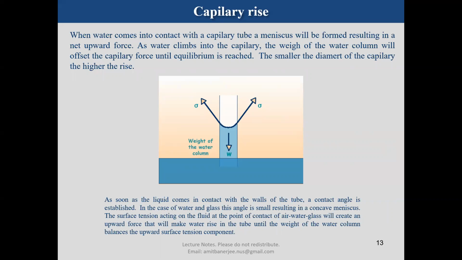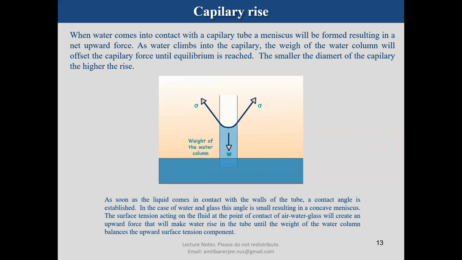The concept which will enable us to measure surface tension is capillary rise, which also has many applications. When the water comes in contact with a capillary tube, a meniscus will be formed, resulting in a net upward force. As water climbs into the capillary, the weight of the water column will offset the capillary force until equilibrium is reached. The smaller the diameter of the capillary, the higher the rise.